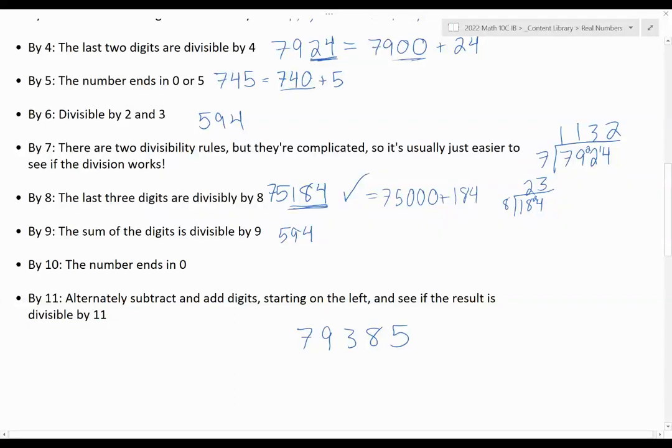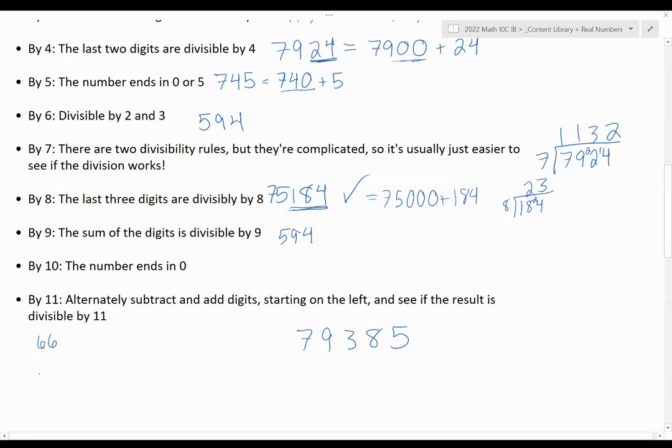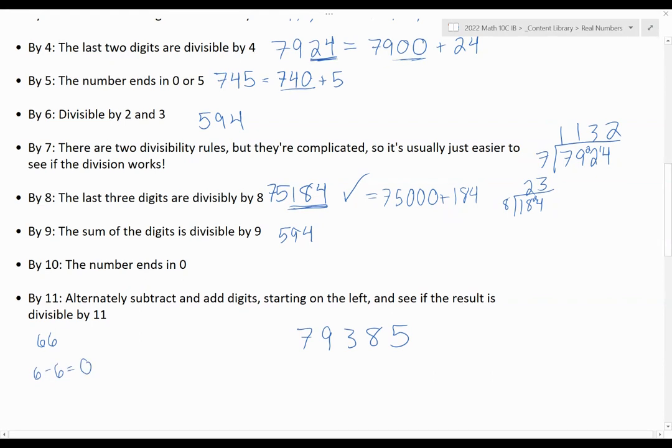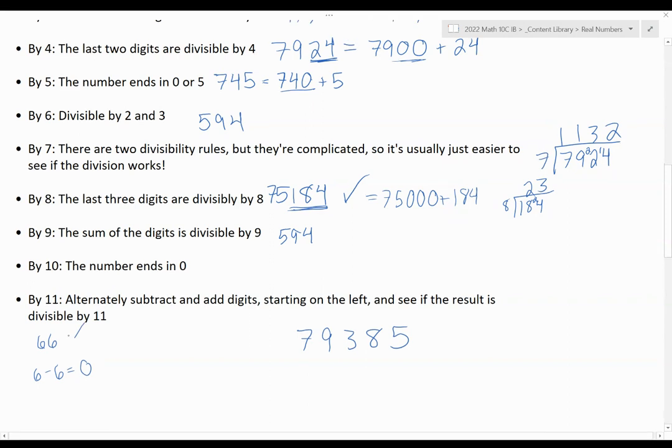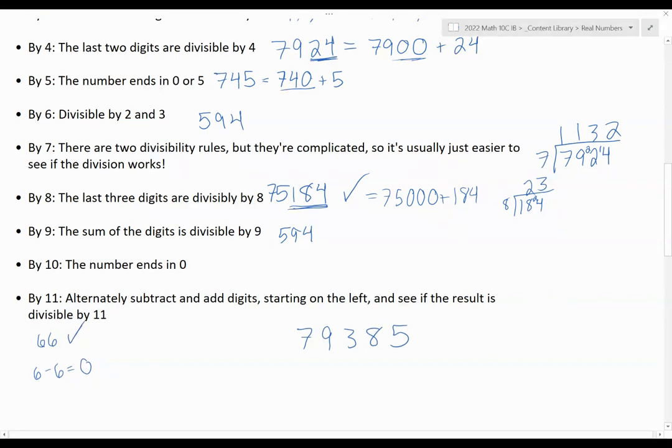Now, in most cases, if you're just looking at a 2-digit number, you're going to know, for example, that 66 is divisible by 11. If I apply this rule here, start with subtraction, and then add. So 6 minus 6 is 0. 0 is divisible by 11. 0 is divisible by everything. So 66 is divisible by 11. But you're usually not going to have to apply this rule to that number because obviously a 2-digit number that is just the same digit repeated is divisible by 11.